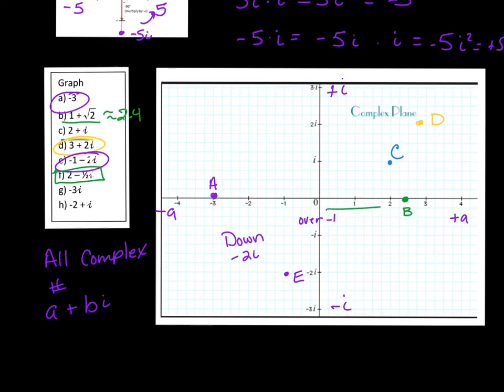My next one is 2 minus a half i, so I go over to the right 2, down a half. So F would be plotted right about there. Negative 3i has no real portion, so I just go straight down to plot point G. And my last one that I'm going to do is H, which is negative 2 plus i. So I go to the left, negative 2, and then up 1 unit for the imaginary portion, and that would be H.